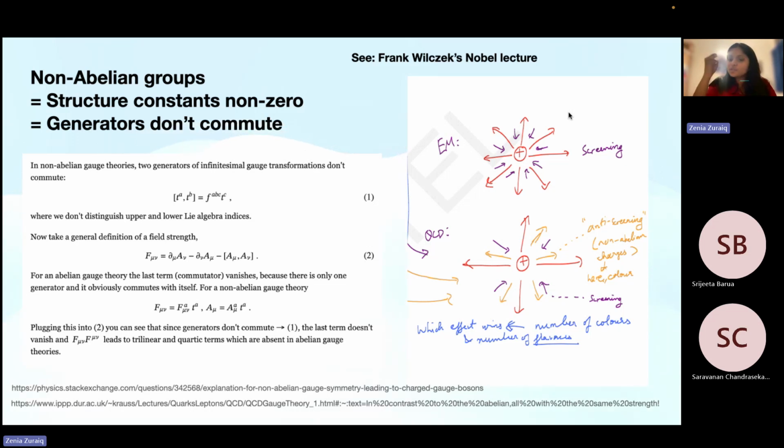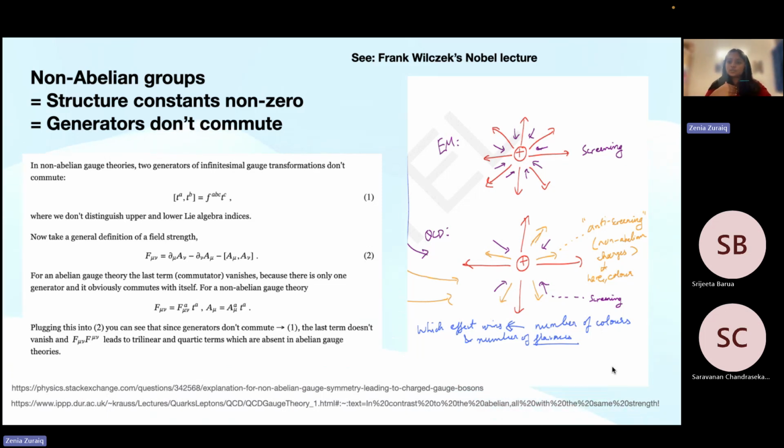And this is only possible because there's a competition between the screening, which is like the antiparticles that surround it, and the anti-screening, which kind of makes the force stronger. So screening tends to decrease the force. This is what we see in electromagnetism. In QCD, because of self interactions, you can have gluons that also surround it, and that kind of makes the force even stronger. So the quark appears even harder to pull away.